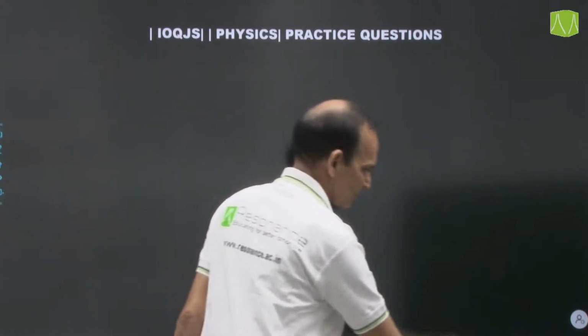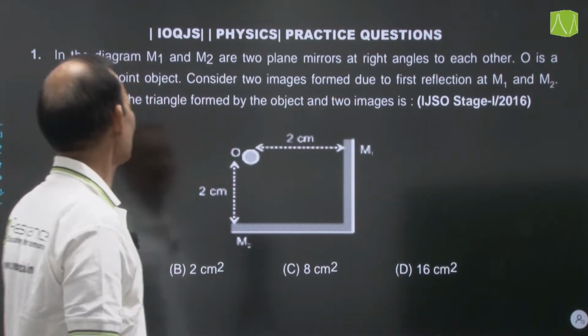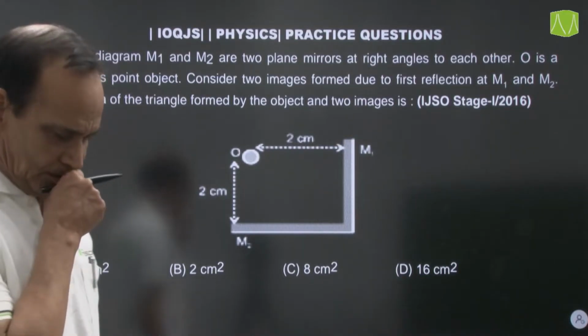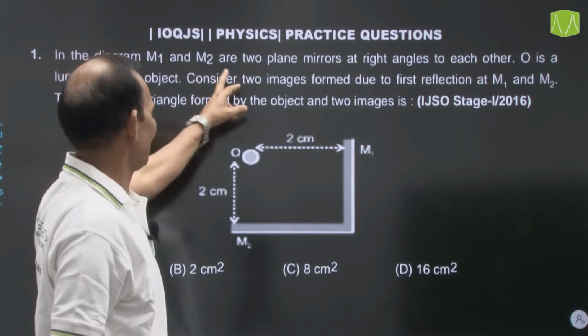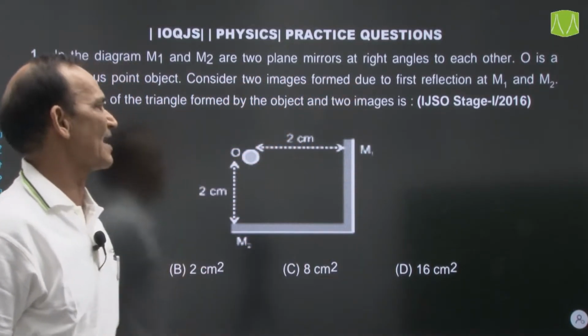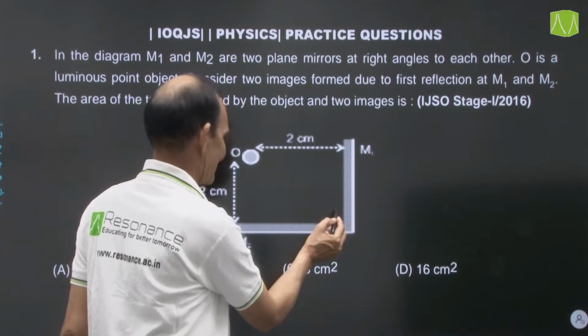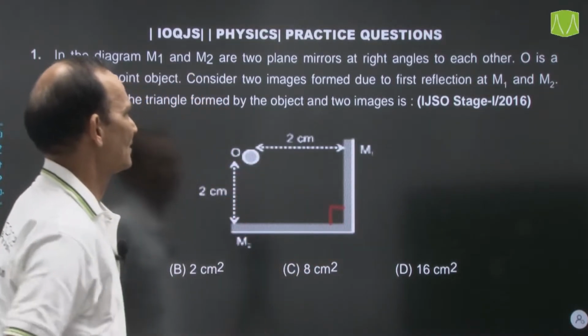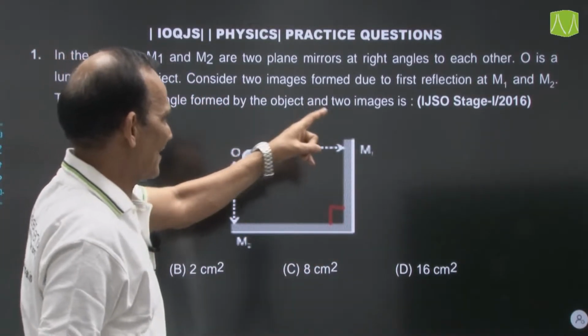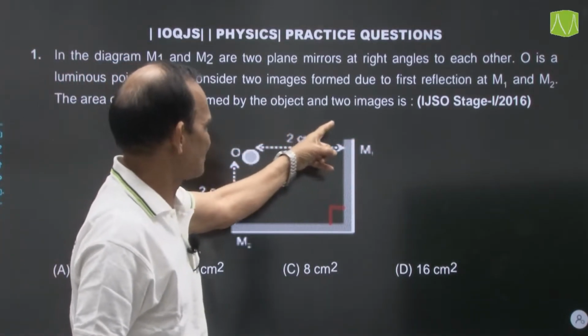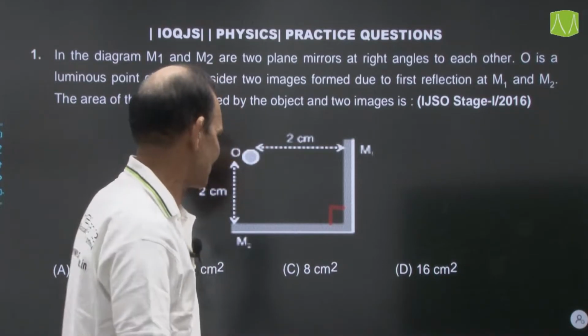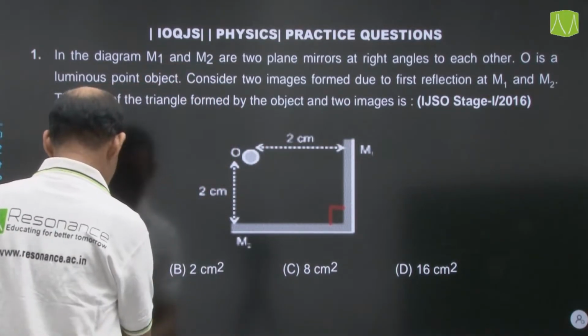Now about light, in the first question we have to solve it. In the first question, in the diagram M1 and M2 are two plane mirrors at right angle. This angle is 90 degrees. The first reflection at M1 and M2, the area of the triangle formed by the object and images, two images.